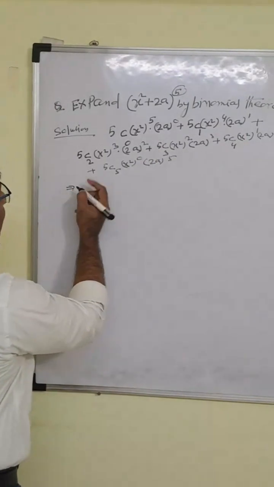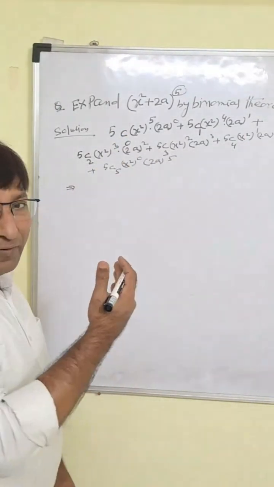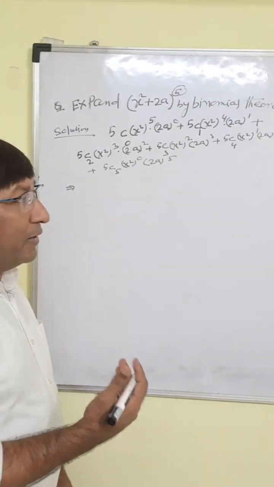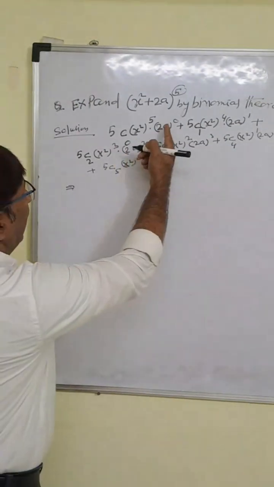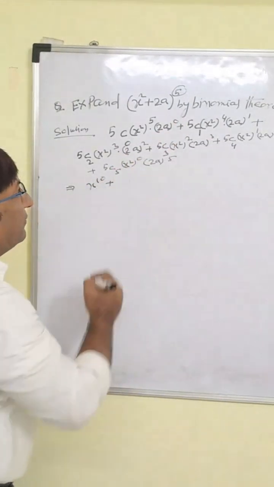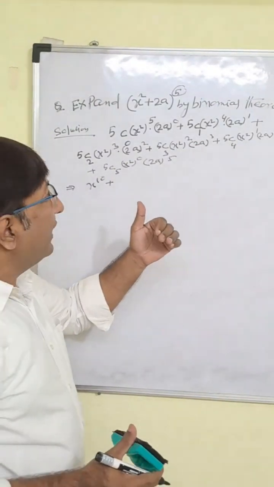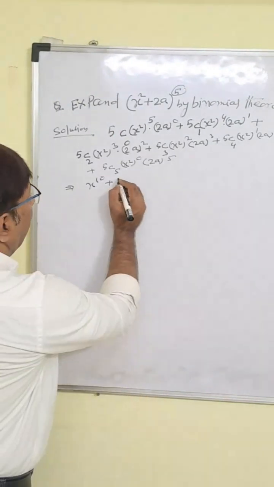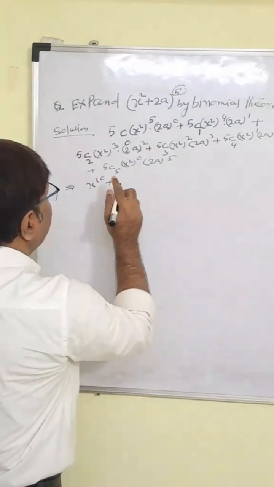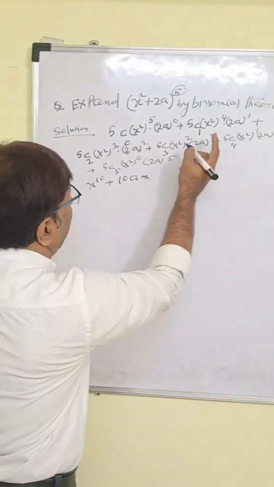Now when we solve this, 5C0 is what? 1. So 5C0 is 5 factorial divided by 0 factorial and 5 minus 0, 5 factorial. So we will get 1. And (2a)^0 is also 1. So here only x^10. Now see 5C1: 5 factorial over 1 factorial and 4 factorial, so we'll get only 5. So here 5 into 2a, so 5 into 2a is 10a. So we can write 10a into x^8.